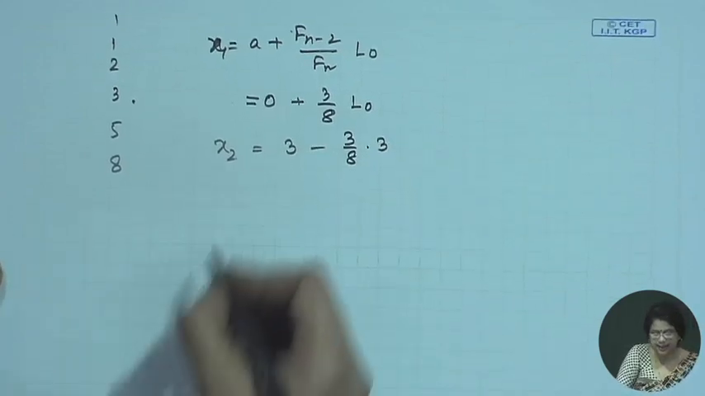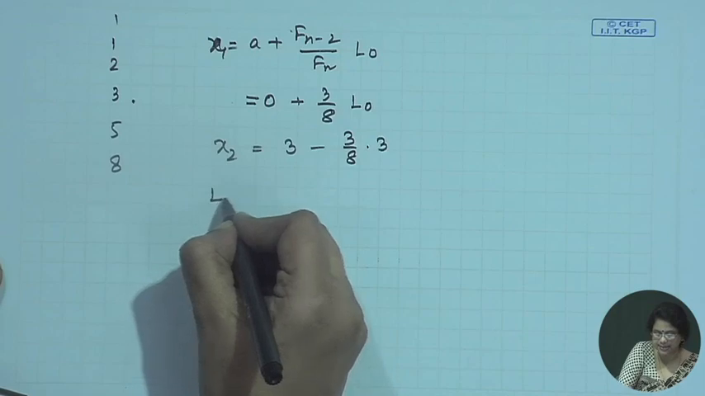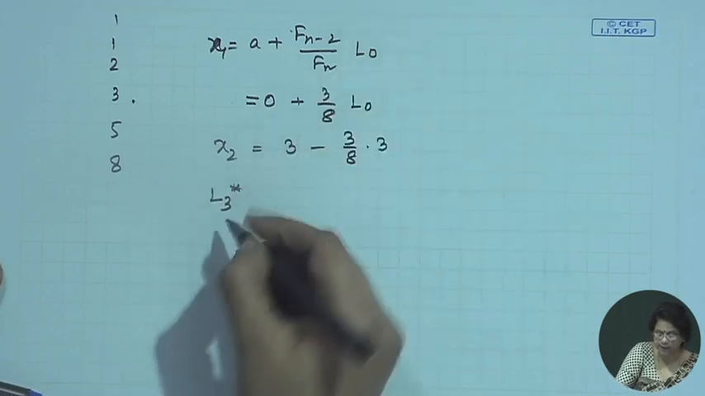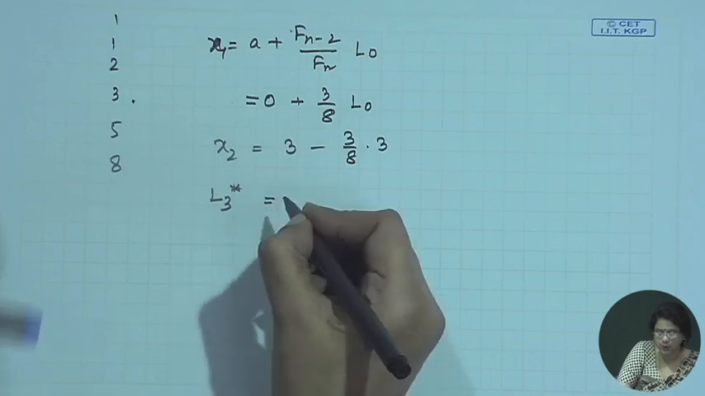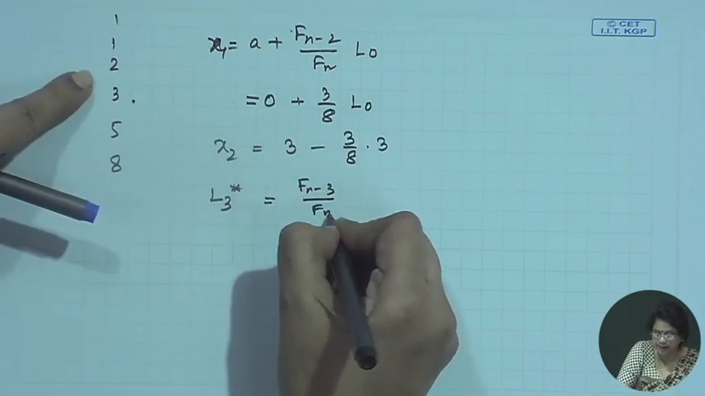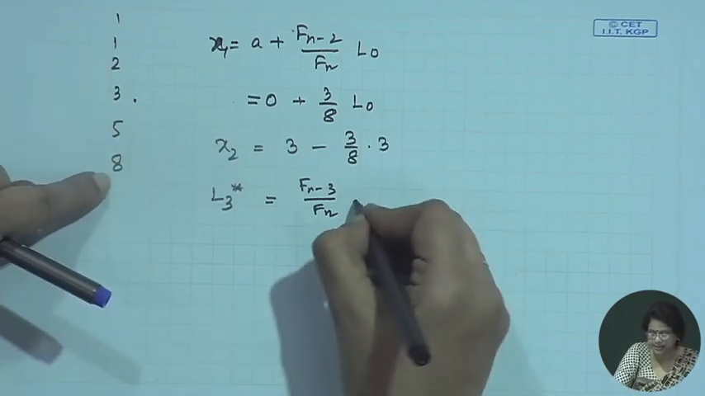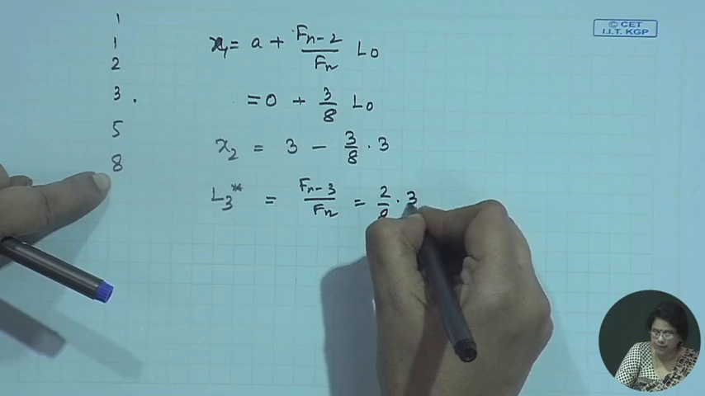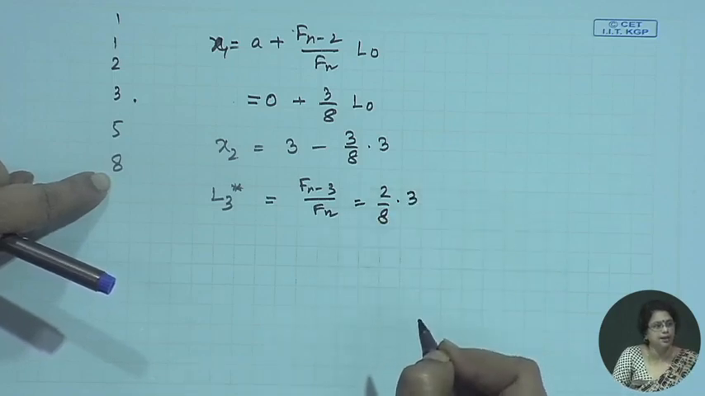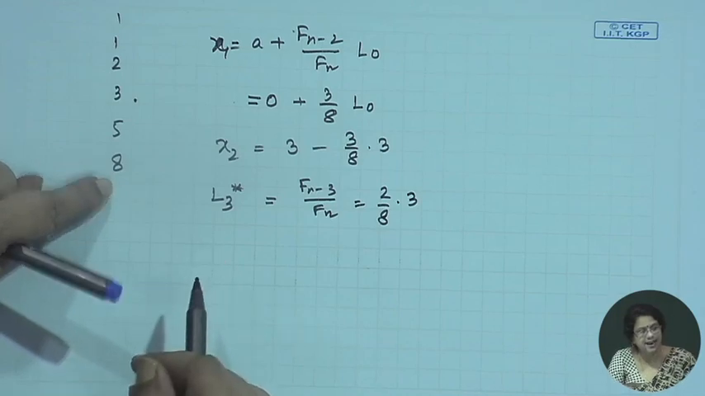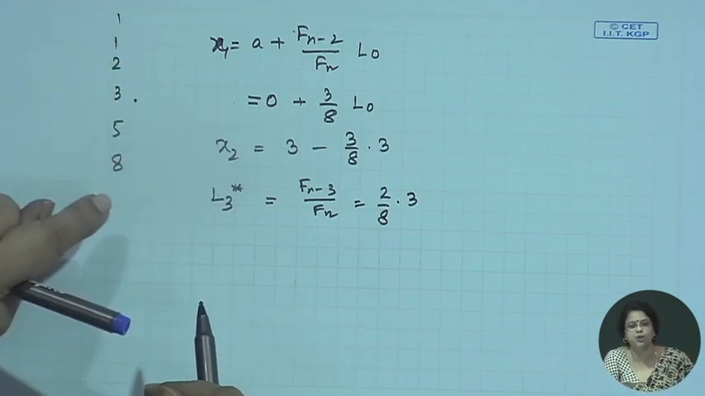Alright. In the next case, I have to consider L2 star, which is fn minus 2 by fn. L3 star would be equal to fn minus 3 by fn, that is 2 by 8 into 3. Alright. The next one would be 1 by 8 and again 1 by 8. If I just proceed in this way.